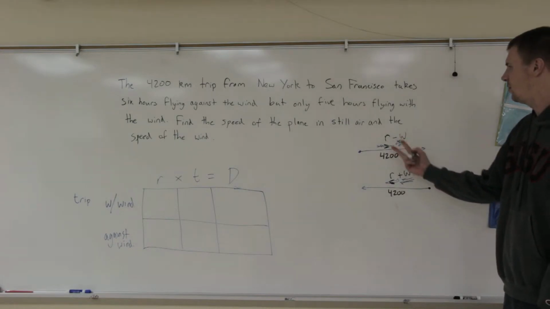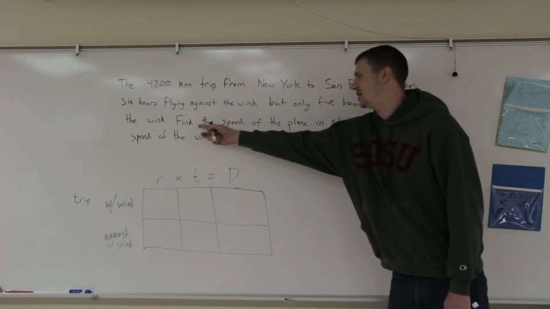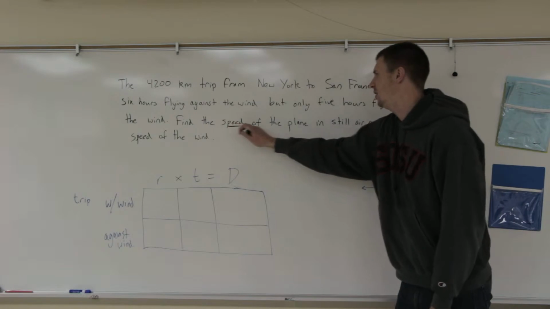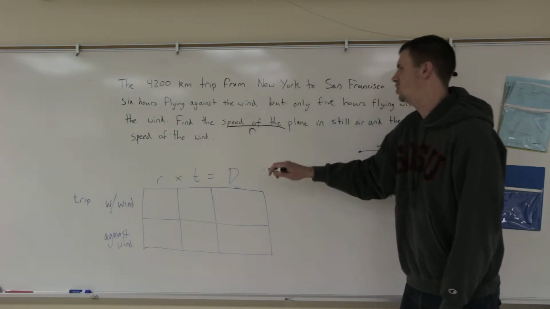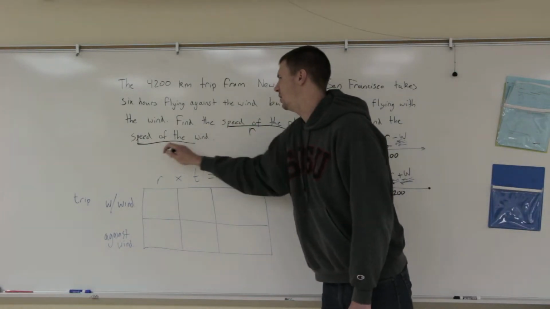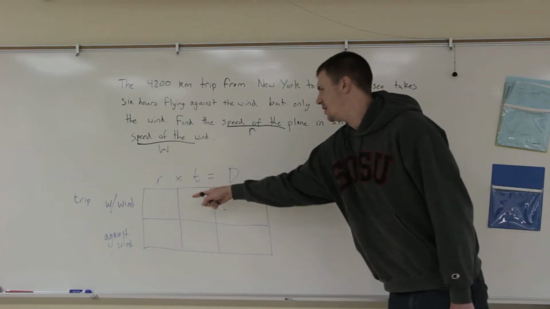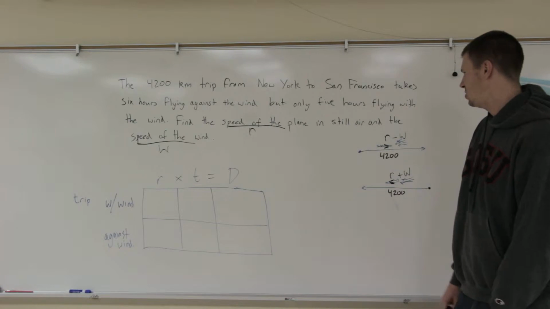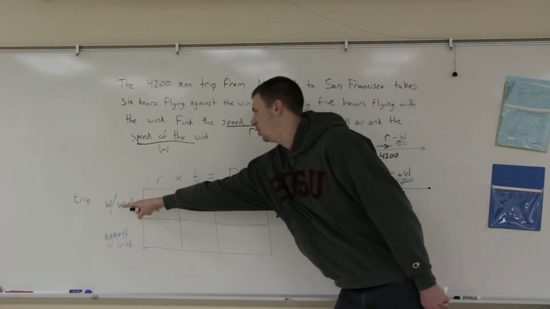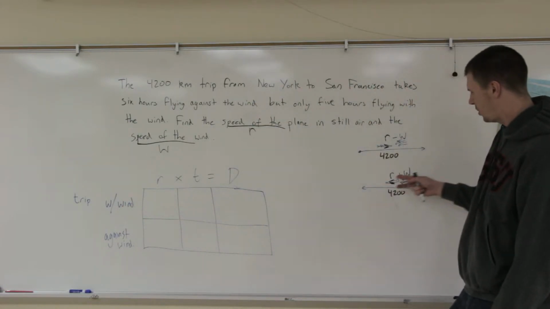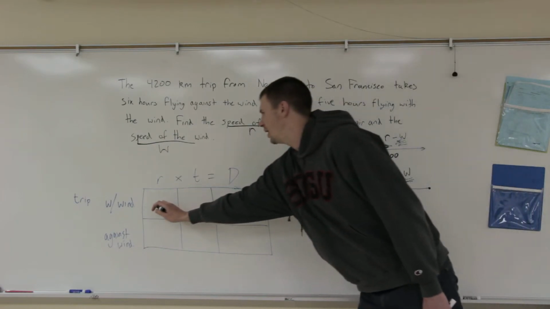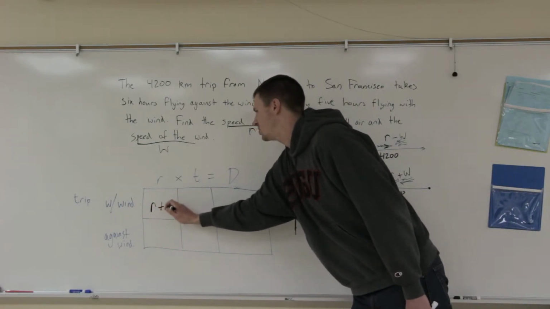And we're going to solve for these two variables. This is what the question is asking for. Find the speed of the plane, which again we called r in our picture, and find the speed of our wind. So I'm just going to make for each trip a rate times time equals distance relationship. So the trip with the wind, when I'm going with the wind, we called that speed r plus w.